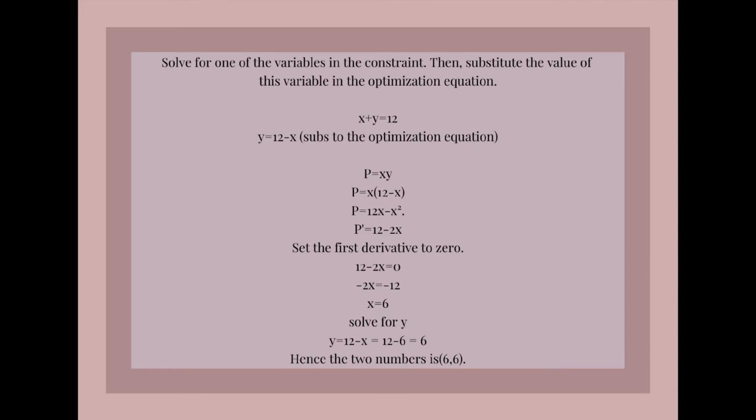So now let's proceed to set the first derivative to 0. 12 minus 2x equals 0. So it will be negative 2x equals negative 12. So x will be 6. Solve for y. y equals 12 minus x, equals 12 minus 6, equals 6. Hence, the two numbers are 6 and 6.